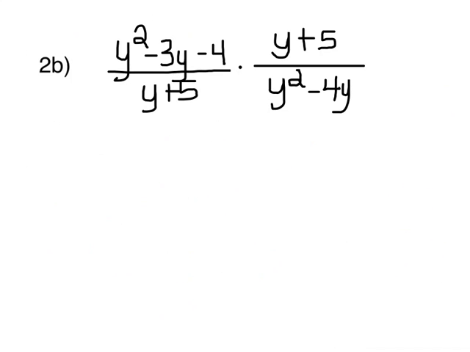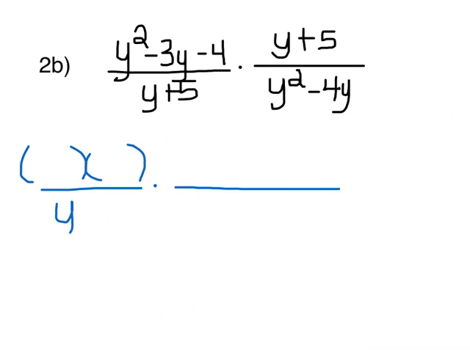Example 2b will be done the exact same way. Let's factor everything in both our numerator and our denominator, and then let's reduce. So, in our numerator, y squared minus 3y minus 4 factors into y minus 4, y plus 1. Negative 4 times positive 1 gives us a negative 4. Negative 4 plus 1 gives us a negative 3y.